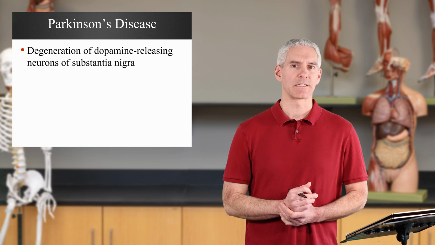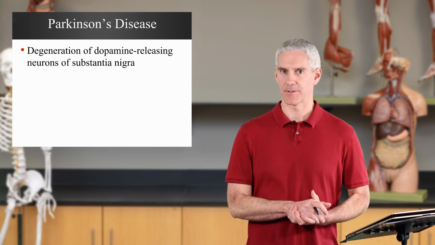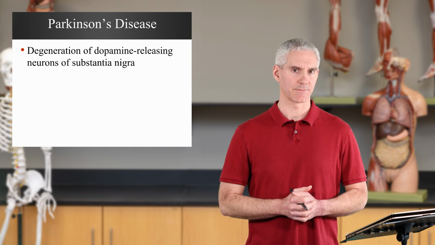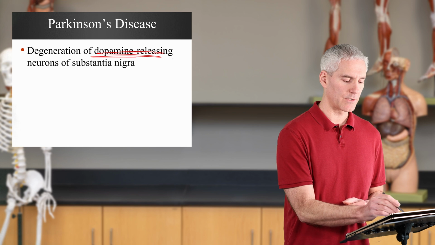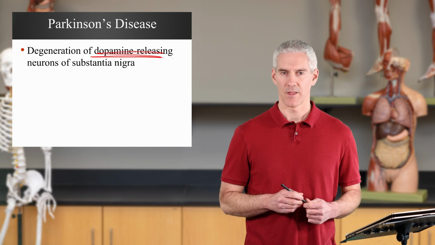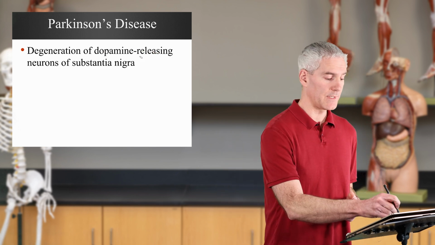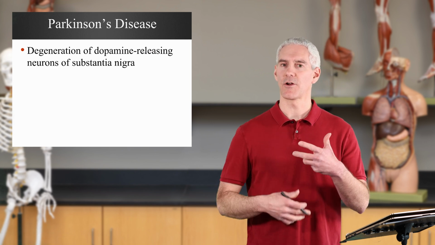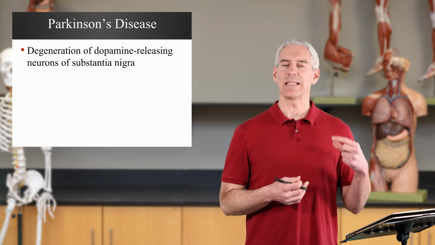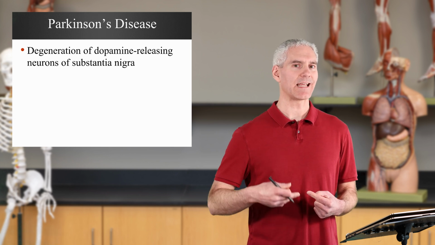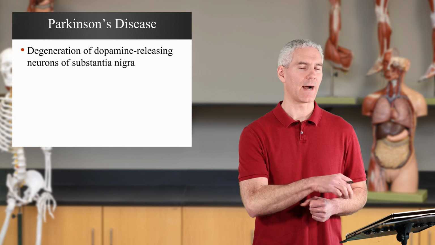Now, one disorder that's paired with that substantia nigra is going to be Parkinson's disease. In the case of Parkinson's disease, the dopamine releasing neurons, so the neurons that are supposed to release dopamine, just don't really function as well. They're starting to be broken down. They're degenerating. As they keep degenerating, that means there's less and less dopamine being produced by the substantia nigra.